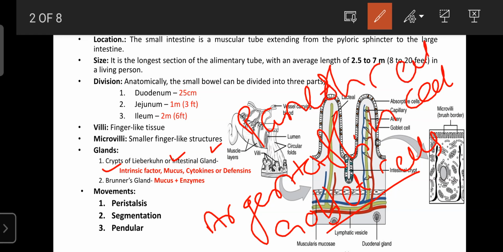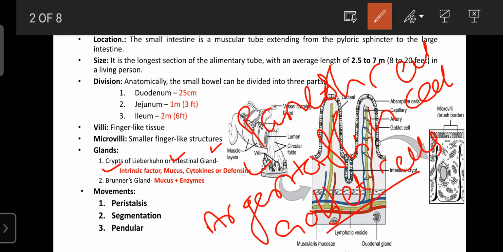That is the Paneth cell. It secretes cytokines and defensins. The intrinsic factor, as you already know, is helpful for the absorption of vitamin B12. That is helpful for the hemopoietic function, the synthesis or maturation of RBC. So that's why the small intestine is also involved in the maturation or synthesis of RBC.